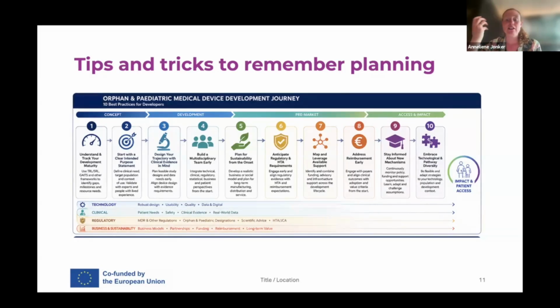The last two are basically also having to do with the changing landscape. The ninth one has been to stay informed about new mechanisms and new platforms out there. It's quite a developing landscape, with new guidances and new ideas coming about, so make sure that you stay on top of those. And then, to finish up, embrace technological and pathway diversity and adapt throughout the development of your pathway, given that it's a heterogeneous population that we're working with, and we have to be somewhat flexible throughout the development.